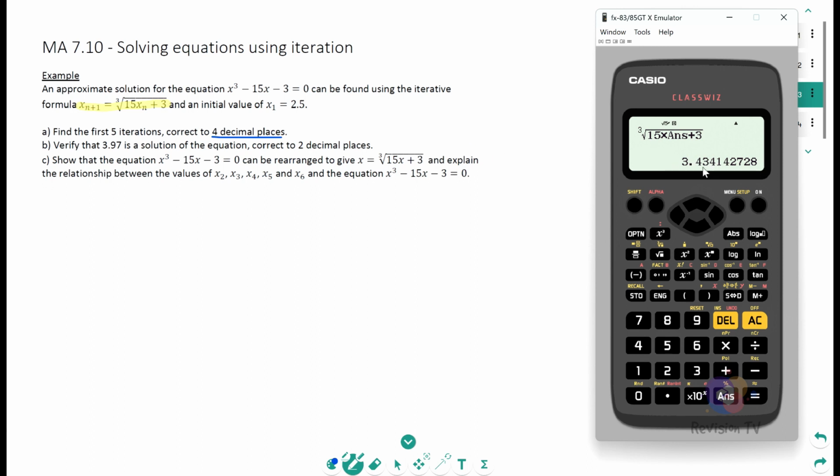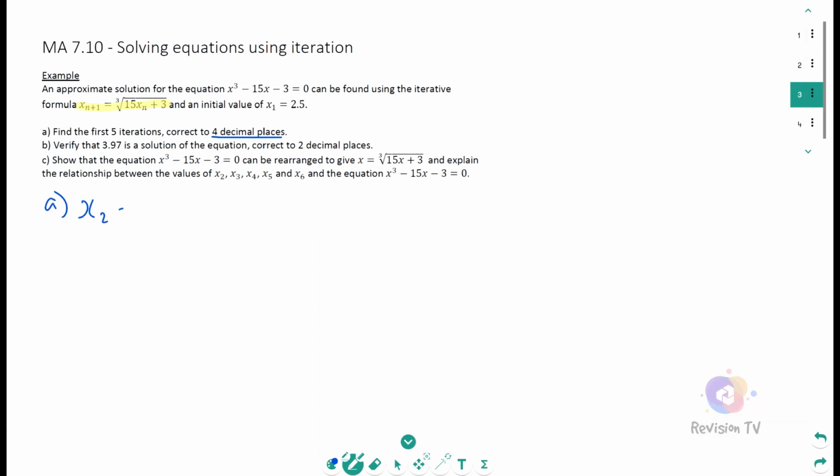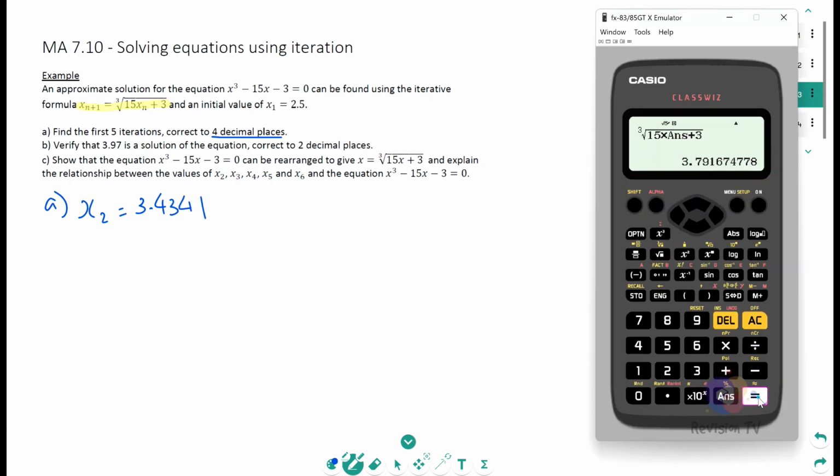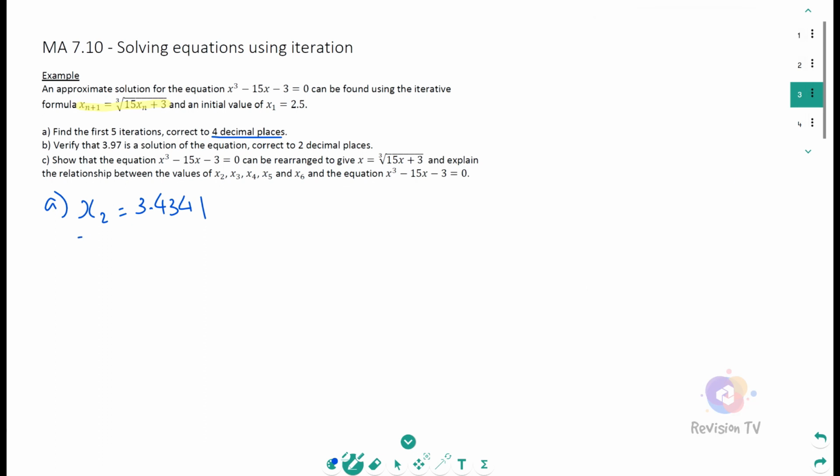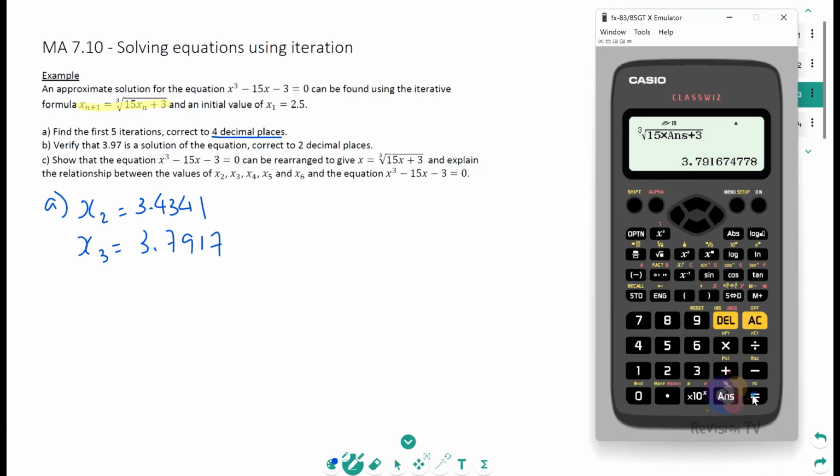Now I need to round to 4 decimal places. So 4, 3, 4, 1. So x2 equals 3.4341. Next, press equal again. 791. If you round it, 7917. So x3 equals 3.7917. Press equal again.